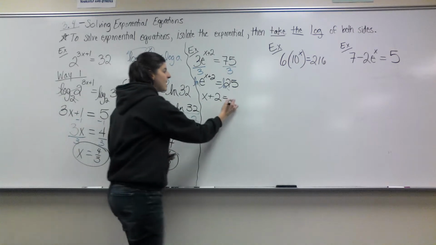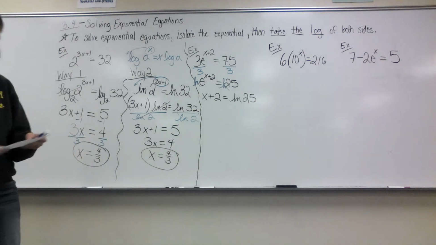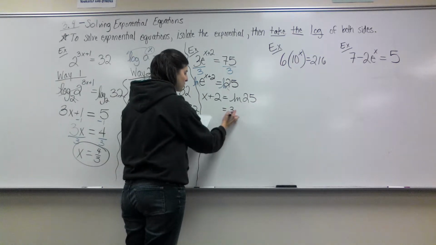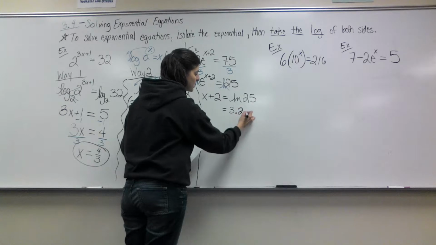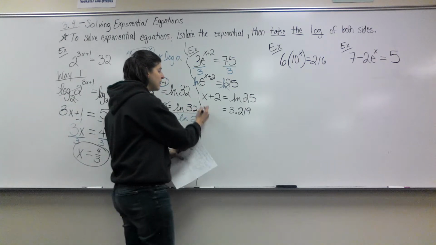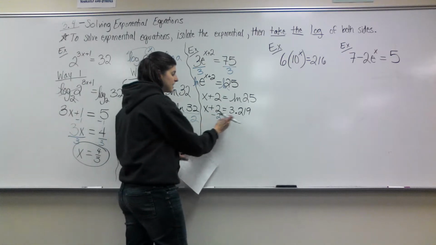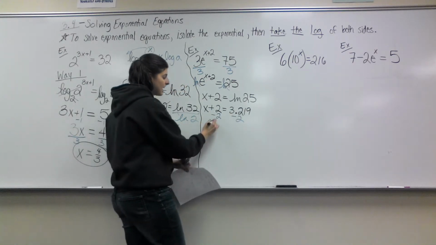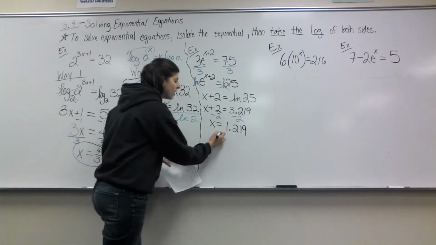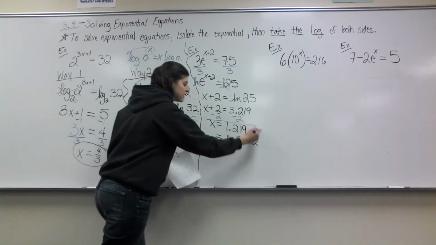On the right, I have natural log of 25, and that's not a nice number at all. If you plug that into your calculator, it comes out to 3.219, but we all know how much I hate rounding, so I would recommend you leave it as natural log of 25. That's fine, but that's equal to x plus 2. Subtract 2 from both sides, and you get x equals 1.219. Or you could write it as natural log of 25 minus 2. Either answer is fine.